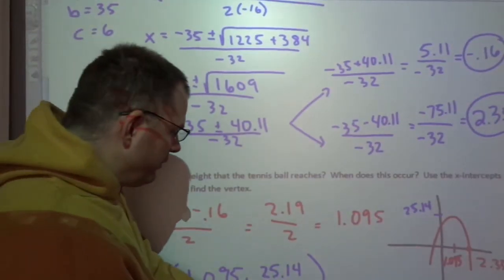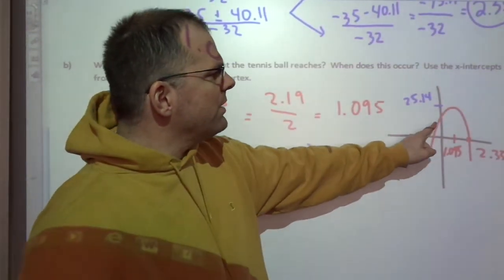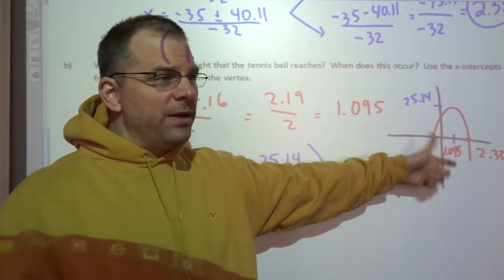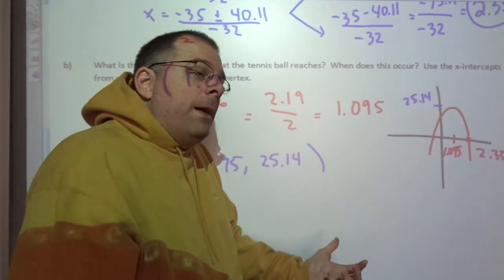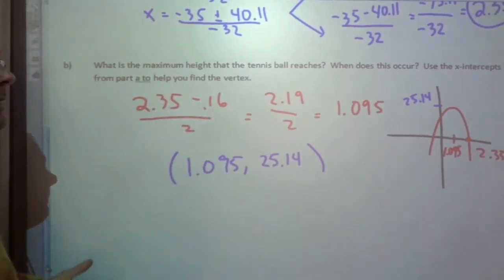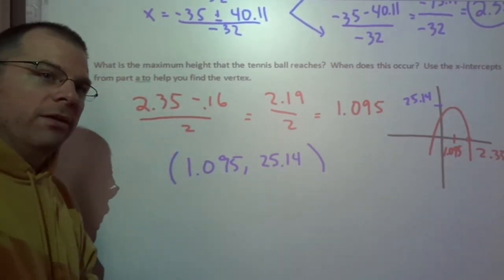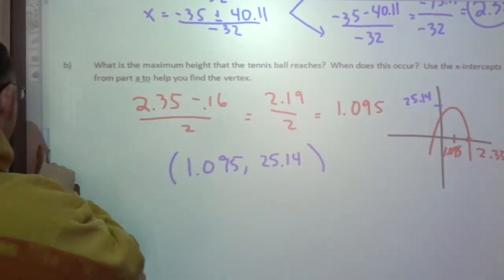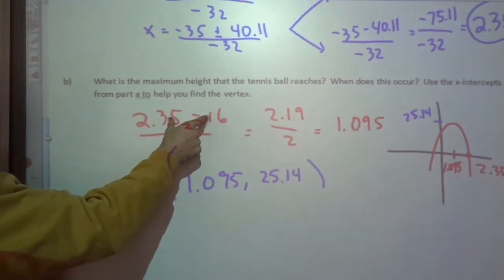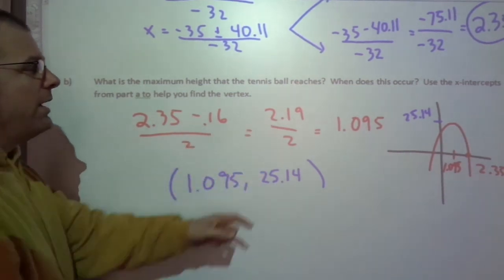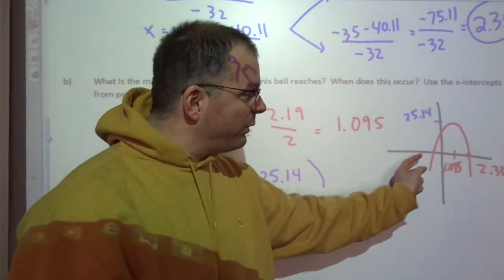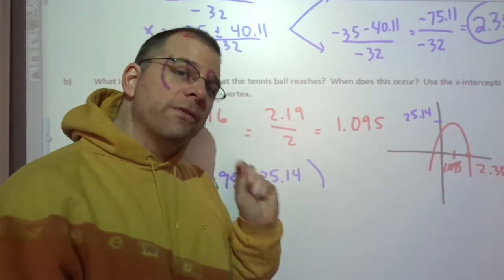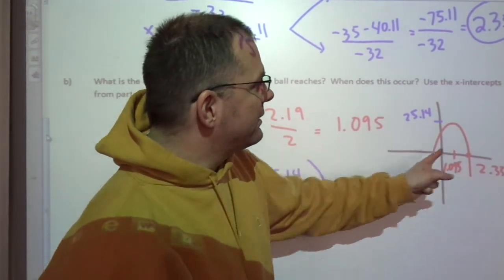The graph will look something like this. So she's throwing it maybe from here, and it's landing here. We don't really need to consider the negative because that's not really going to happen in practicality. But we can use it to find the middle of the parabola. We know if we average those two x-intercepts together, so if we add them together and divide by 2, that gives us the middle of the graph. So right here in the very middle is 1.095. We know that's where the vertex will be on this axis of symmetry.